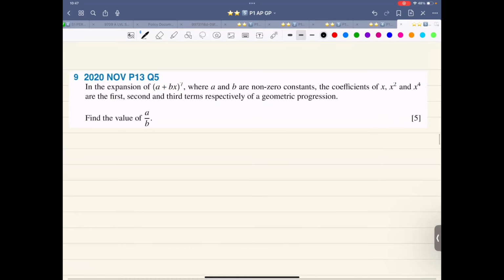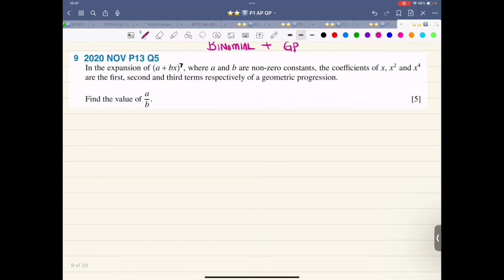Now, let's look at this question. What is this question all about? This is a plus bx raised to power of 7. It's a beautiful combination of binomial and GP. This is binomial and GP. So now, let's read it out. It says in the expansion of a plus bx raised to power of 7, the coefficient of x, x squared, and x4. A plus bx raised to power of 7. It's not a three-step formula because there is nothing in the reciprocal, something like that. It is obvious.